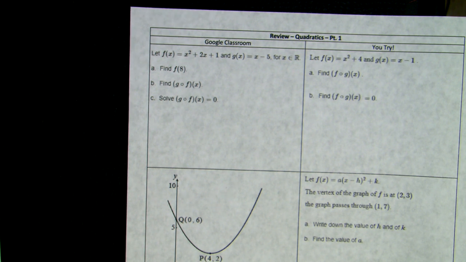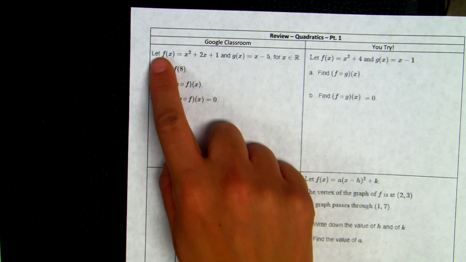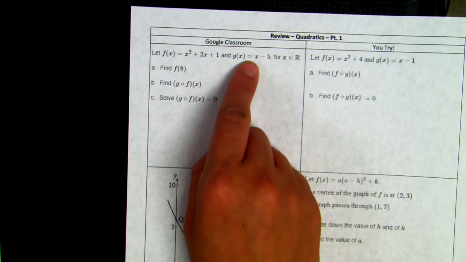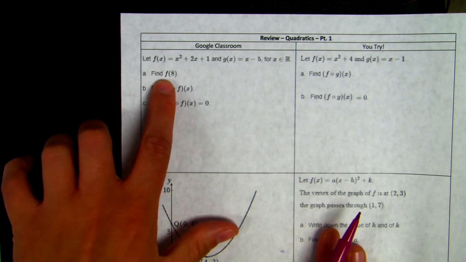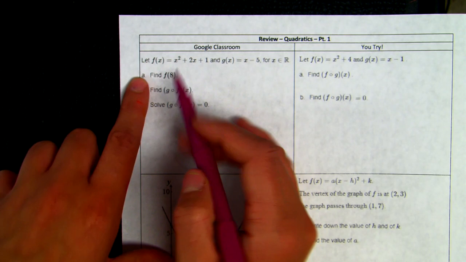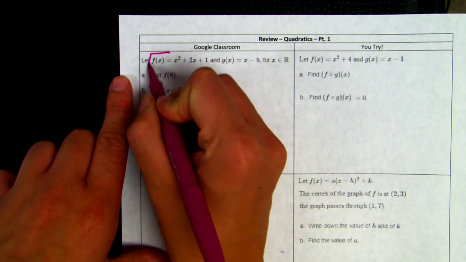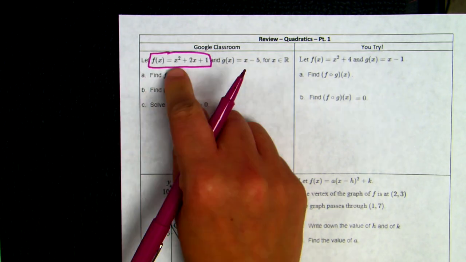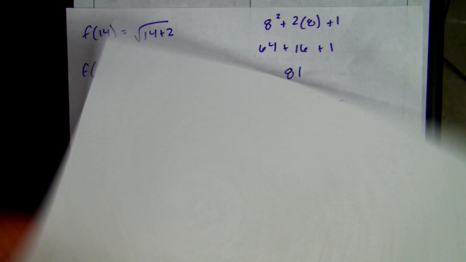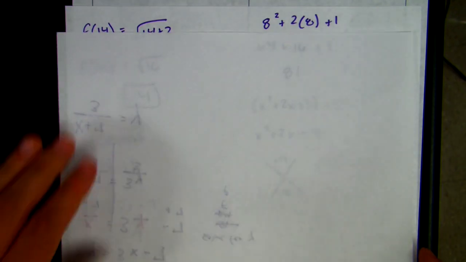Isn't that fun? So on this one here, it says let f of x equal x squared plus 2x plus 1, g of x equal x minus 5. Our first question is to find f of 8. So that means wherever I see an x, I'm going to plug that in. I'm going to plug 8 in wherever I see an x in my f function. I'm going to write this down here.